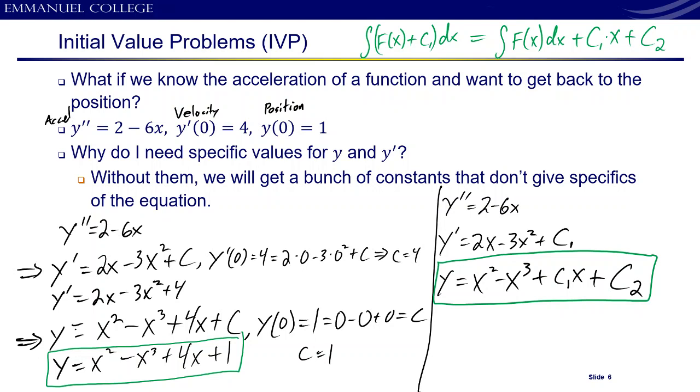But typically, think about a rocket or something that has a parabolic arc. If you know the initial velocity and acceleration and its height at a particular point, you can then use those snapshots to get the full picture and follow its exact trajectory. And that's what we were doing here with initial value problems.